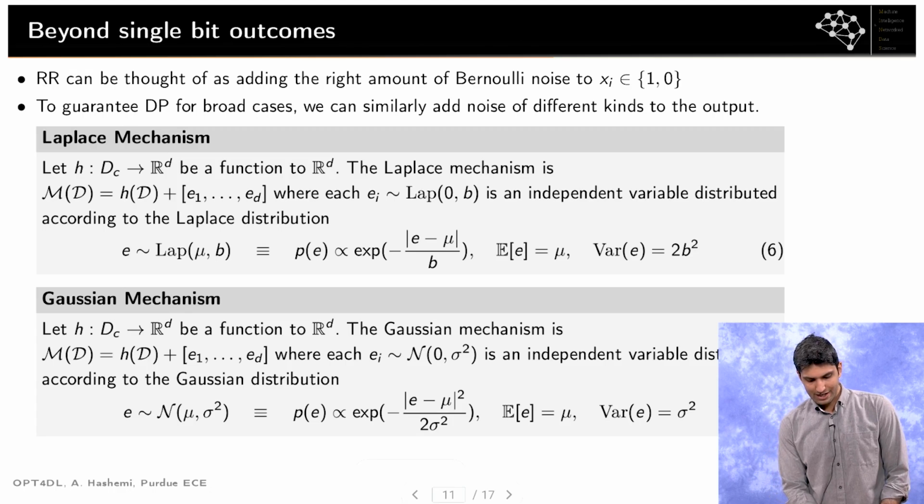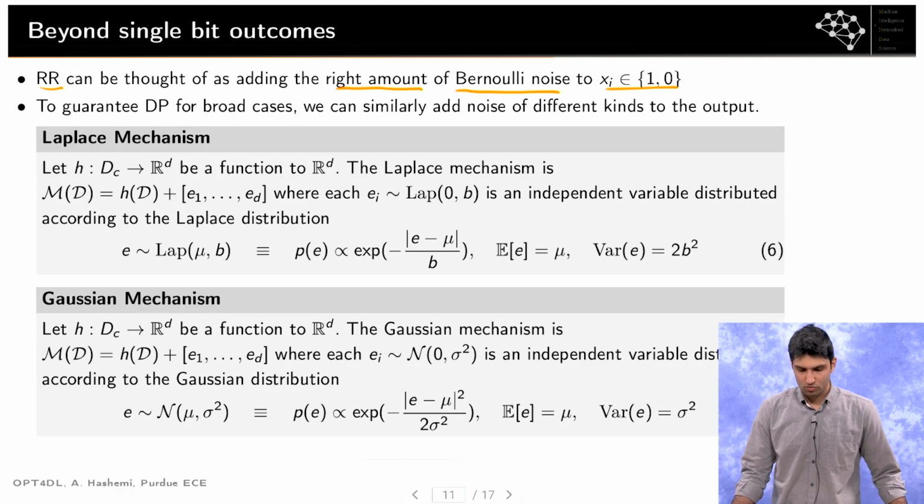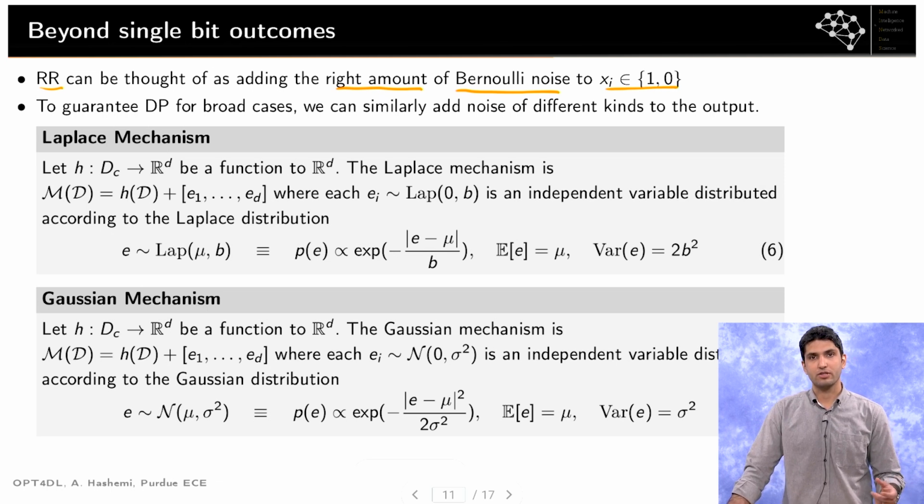In randomized response, where the responses are binary, 0 or 1, we are adding the right amount of noise to strike the best balance between privacy and performance. The type of noise that we add depends on the type of the response. In that case, the responses were binary, so the noise we were adding was also binary. In particular, we were adding the right amount of Bernoulli noise to our data. And the higher the epsilon, the more noise we add.